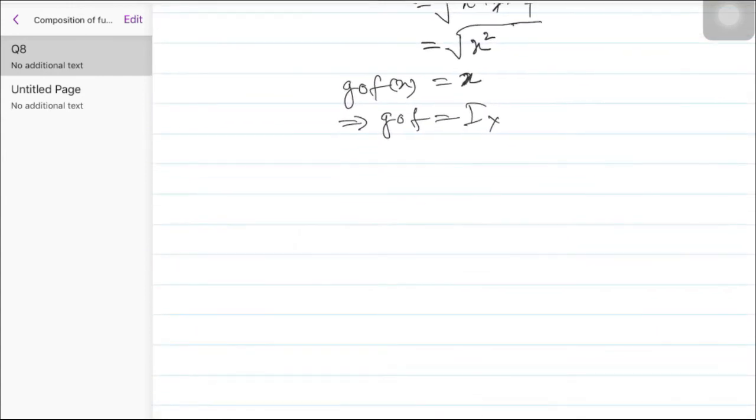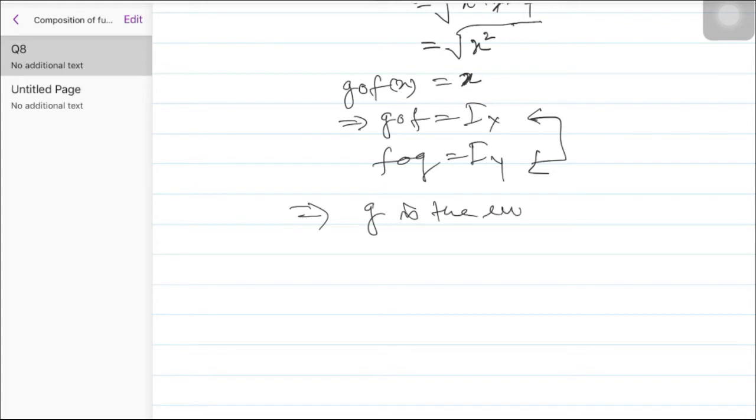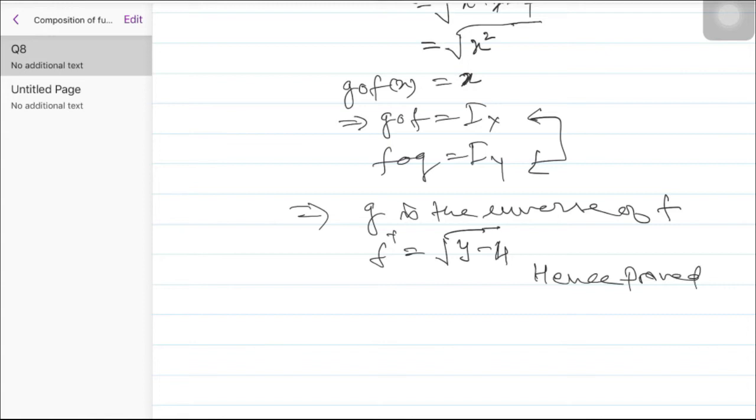So hence we have already proved that fog equal to iy, and just now we have proved that gof equal to ix. This implies g is the inverse of f. So f inverse is equal to square root of y minus 4. ये प्रूव करना था, hence proved.